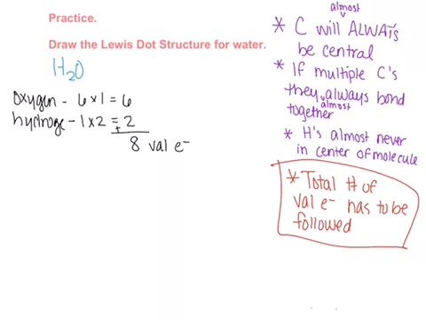So start with anything other than hydrogen. In this case, our starting atom is going to be oxygen. Go ahead and just draw your Lewis structure or your dot structure for oxygen. So we have 6 valence electrons to place here: 1, 2, 3, 4, 5, 6. And it doesn't really matter how you do it, as long as there's 6 of them.